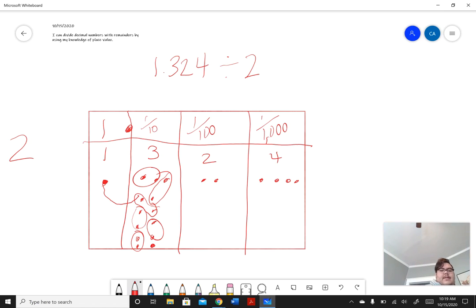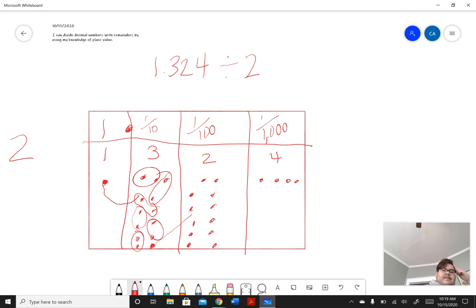Oh, I heard the answer. I'm going to move this over because I know that 1 tenth is the same thing as 10 hundredths. So I'm going to move it over and break it up. 1, 2, 3, 4, 5, 6, 7, 8, 9, 10.